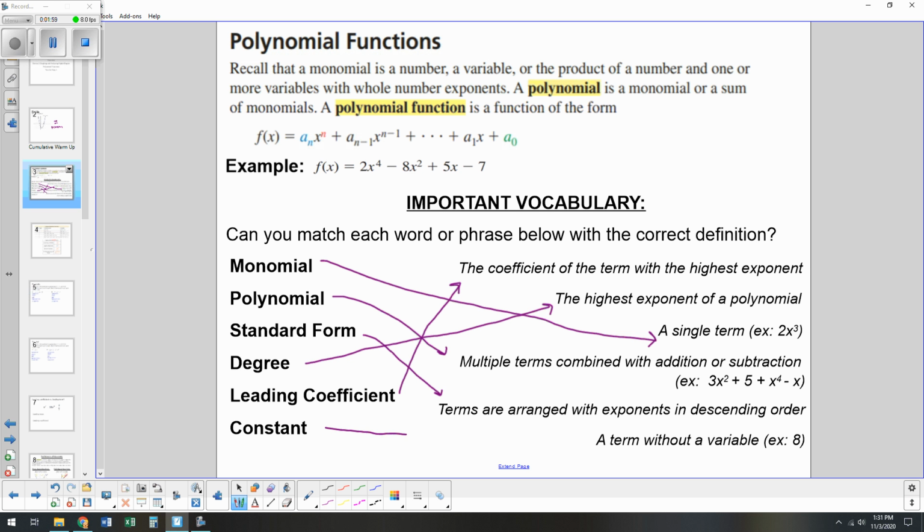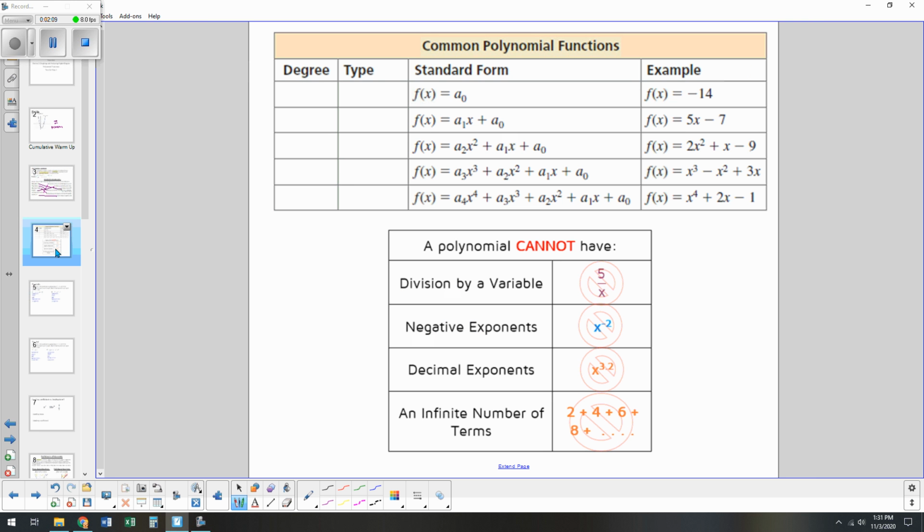And the constant is any term without a variable. And recall, when we're dealing with standard form, the constant always represents the y-intercept. So if we look at all of these, degree is based on the highest exponent. So if I look at my first problem, I don't have any variable at all, which means there's no degree, or 0. For this one, x to the first power, right, so a degree of 1. x squared is a degree of 2. x to the third, a degree of 3. x to the fourth, a degree of 4.